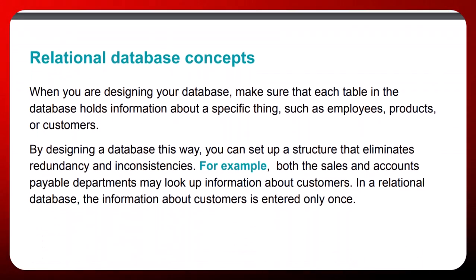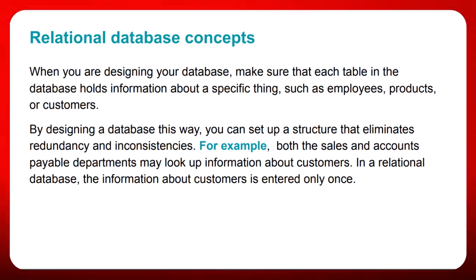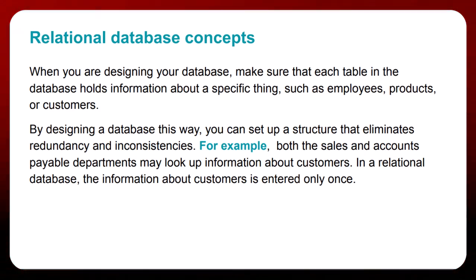So, when you are designing your database, make sure that each table in the database holds information about a specific thing, such as employee, product, sales, customers, etc. By designing your database this way, you can set up a structure that eliminates redundancy and inconsistencies. For example, both the sales and accounts payable departments may look up information about customers in a relational database. The information about customers is entered only once. Okay.